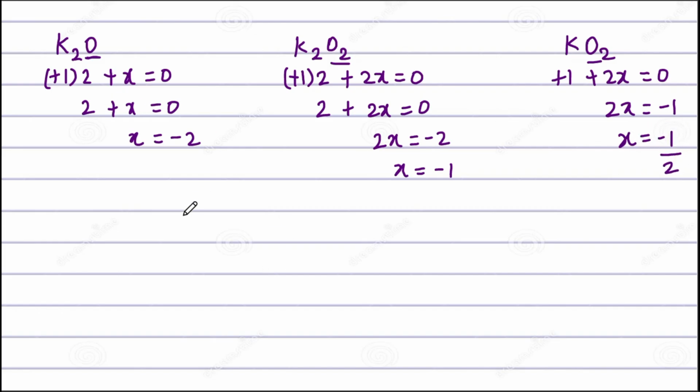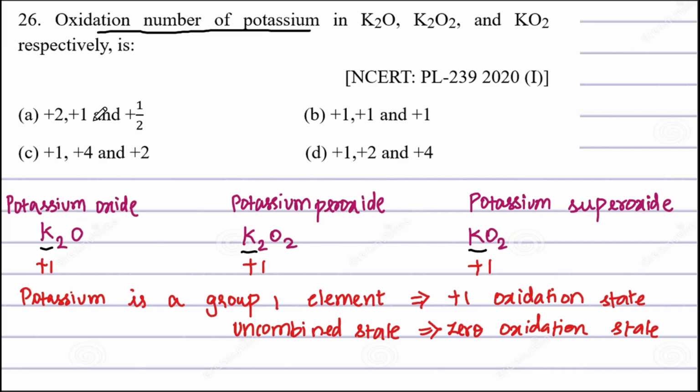So in all these 3 compounds, the oxidation state of oxygen is different. In potassium oxide, it is -2. In potassium peroxide, it is -1. And in potassium superoxide, it is -1/2. But the oxidation state of potassium is the same. It is +1 only. So the oxidation state of potassium is +1. So the correct option is option B.